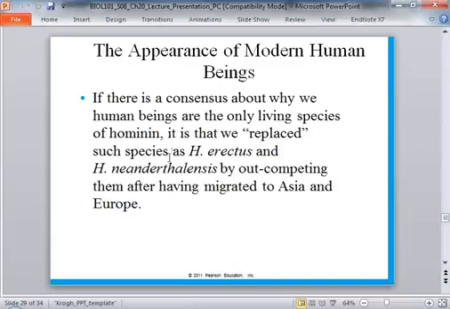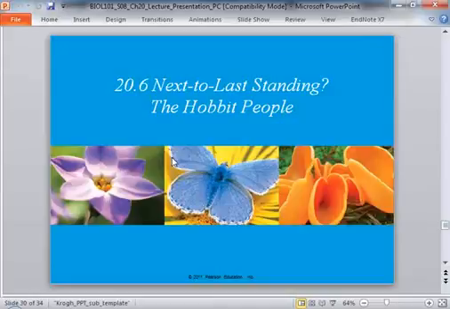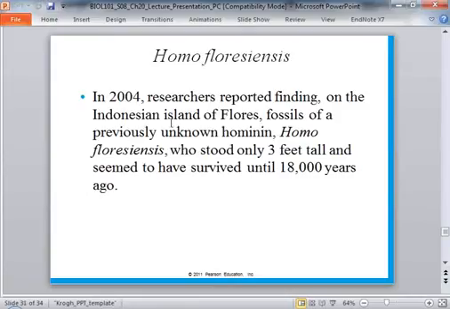And this is what I just mentioned, by outcompeting them after we migrated. And your book ends this story of human evolution with a recent discovery of what's been called the Hobbit people. And in 2004, researchers reported finding fossils of hominins that were only about 3 feet tall and survived up until 18,000 years ago. So relatively recent history.